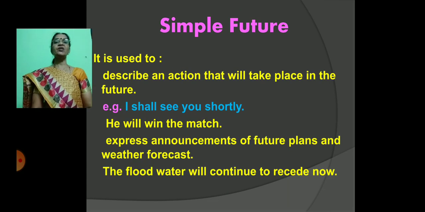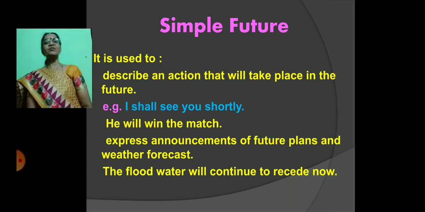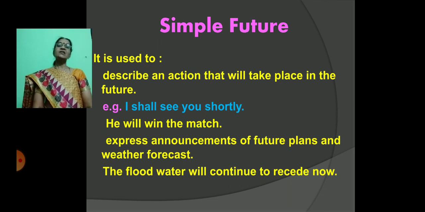Now let's see the usage of simple future. Simple future is used to describe an action that will take place in the future. So I shall see you shortly. He will win the match.